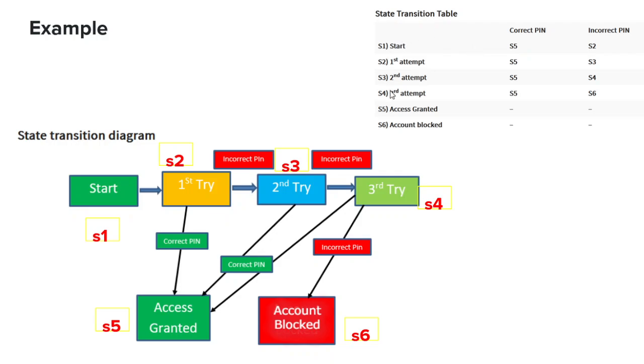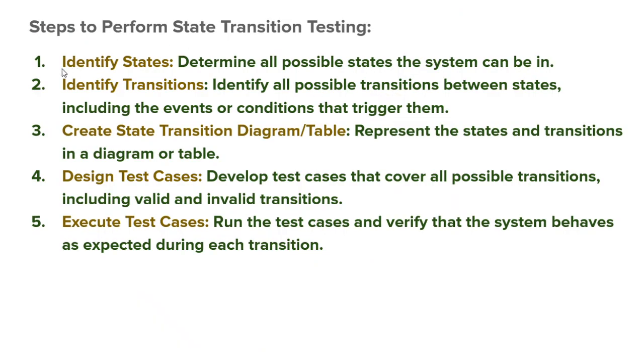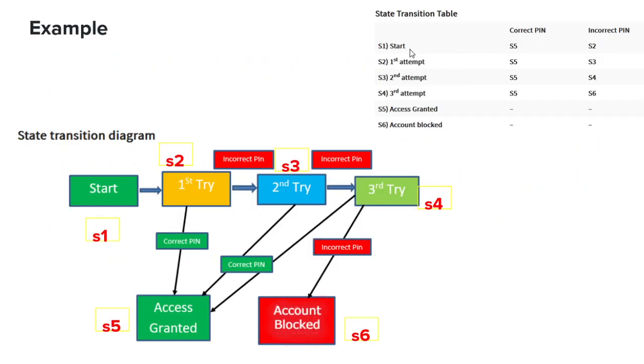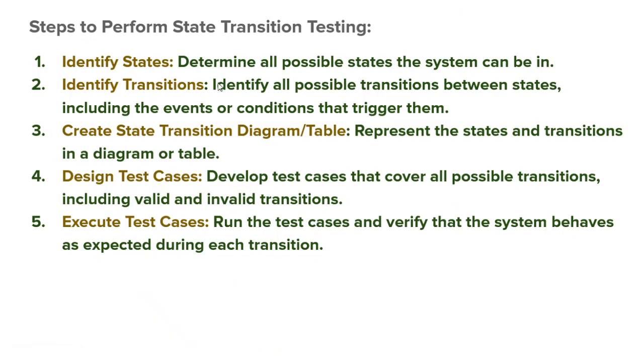Now what are the two types of actions? If you see the steps, we have to identify the states. Now we have identified the states. These are all states basically, S1, S2, S3, S4, S5, S6. These six are basically the states of the application. Then we have to identify the transitions, which include certain triggers or events that will trigger that specific transition.